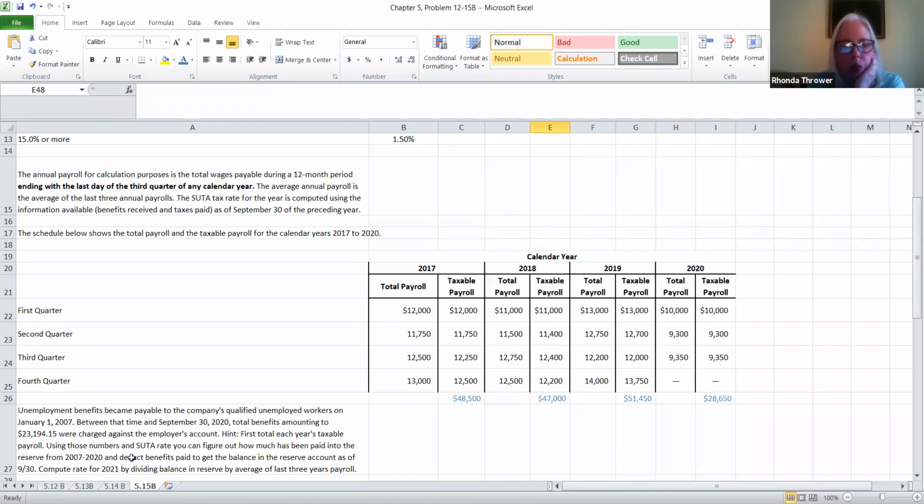Using those numbers and the SUTA rate, you can figure how much has been paid into the reserve account from 2007 to 2020. So you've got to figure out how much you paid in to the reserve account, and then you're going to take away from that the benefits that you paid out. This will give you the balance in the reserve account, which has to be divided by the average annual payroll for 3 years.